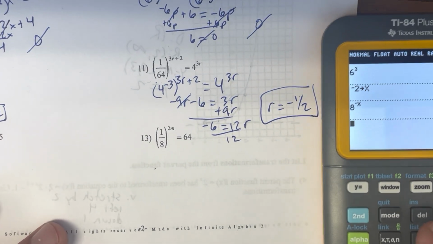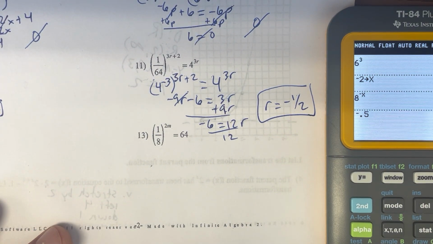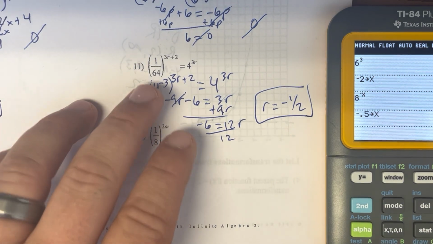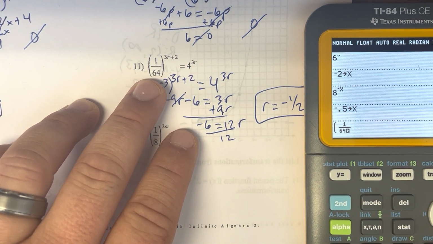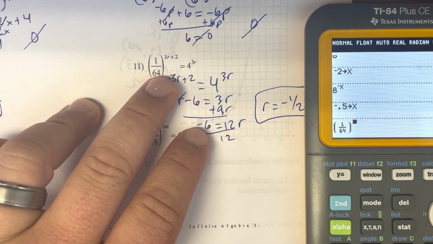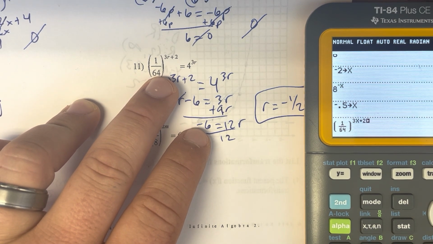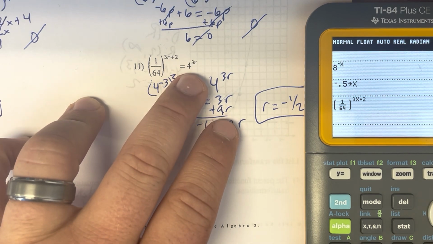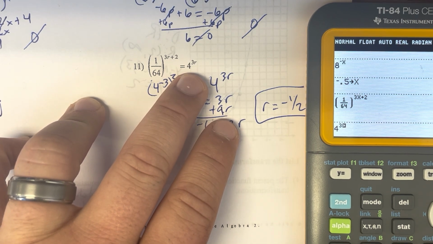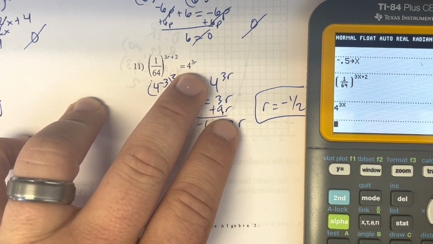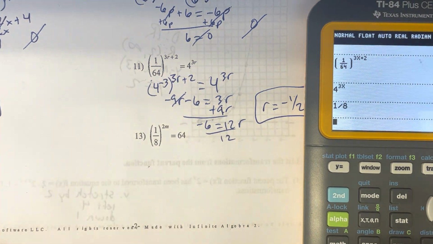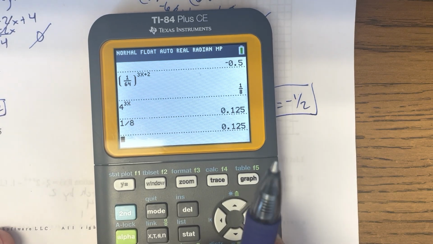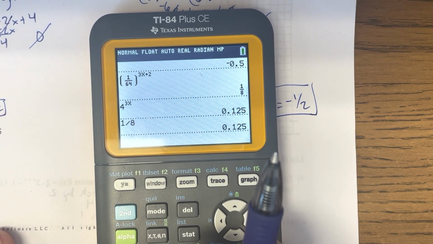And then again, we could check it if I wanted to. I could put negative 0.5, which is negative 1/2, store that in for my x. And we can put it in. So 1 over 64 raised to the 3x plus 2, and that equals 1 over 8. And then on the other side, we can do 4 raised to the 3x, 0.125, and 1 divided by 8 is 0.125. So they are the same thing, it checks. Sorry, there's my calculator to see what I put in.